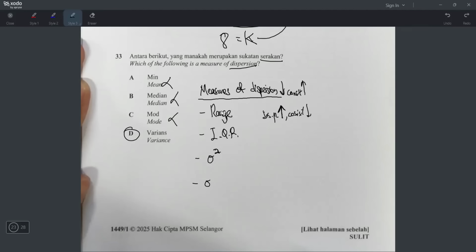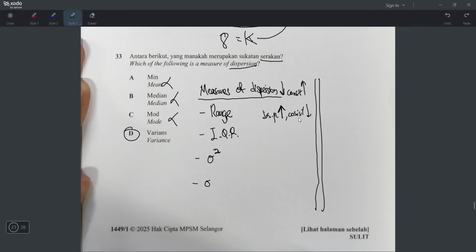Because range formula is maximum minus minimum. And if your maximum minus minimum is a very small value, that means your data is very consistent. But if your range is very big, it means your dispersion, your serakan, is very besar. It means it's less consistent. Same with the standard deviation. If your standard deviation is very high, not consistent. But if standard deviation is very low, that means very consistent. Okay, so that is measures of dispersion.